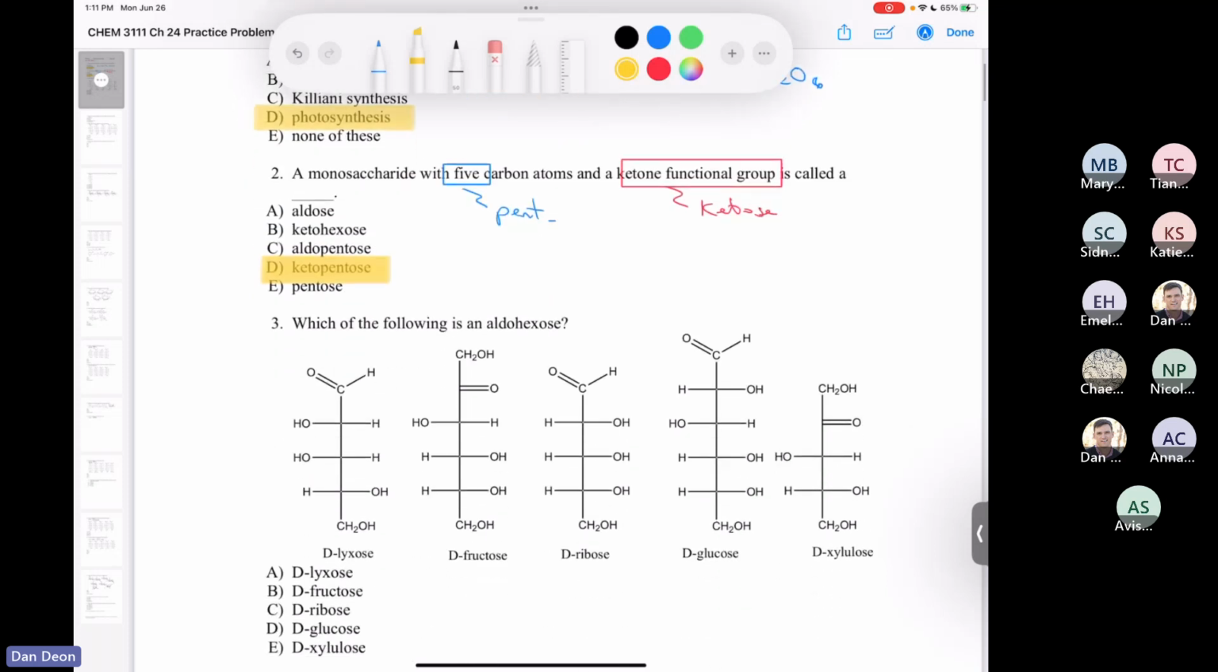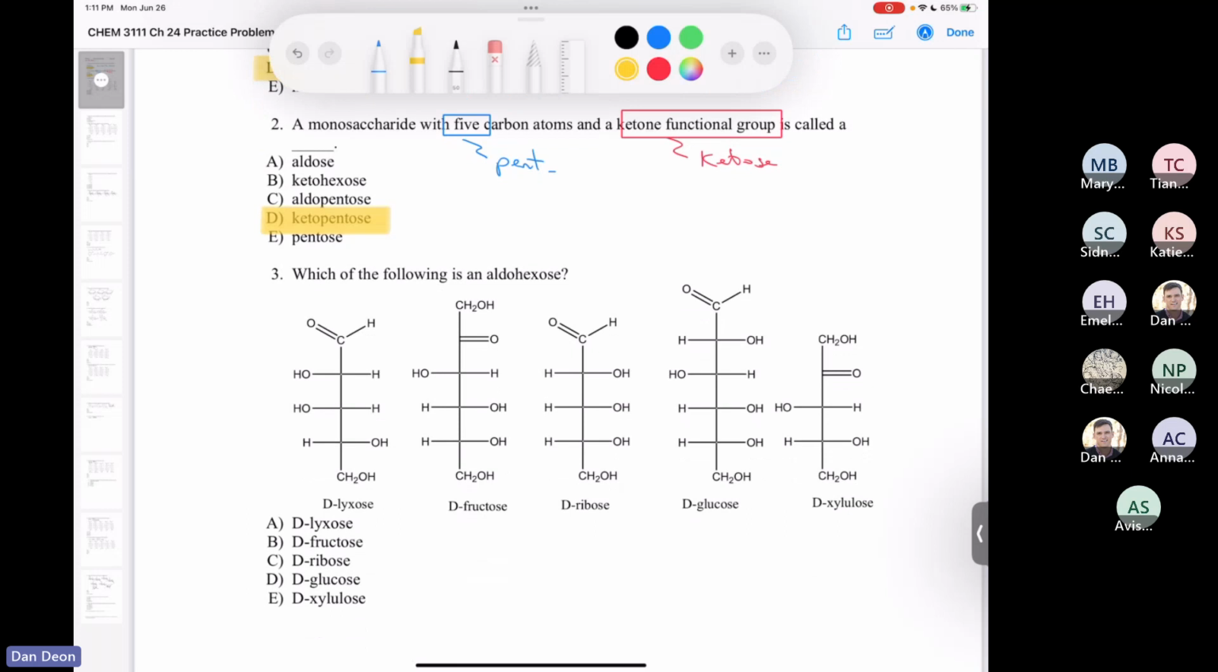All right, let's take a look at this question, which is much in the same vein. It says, which of the following is an aldohexose? First we're going to start with the aldo section. Aldo means we're dealing with an aldose. You can see that this compound is an aldose, because we have an aldehyde at the top. And this one is an aldose. Now the other ones, this one here is a ketose, because we have a ketone at the top, and this one is also a ketose. So the answer can't be D-fructose or D-xylulose.